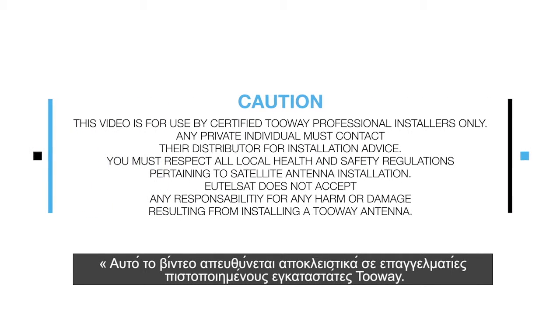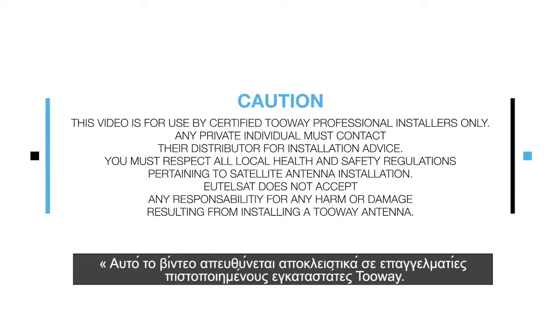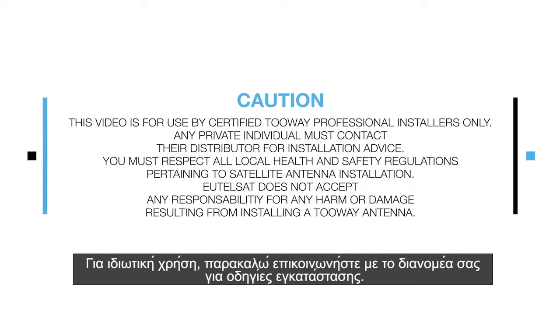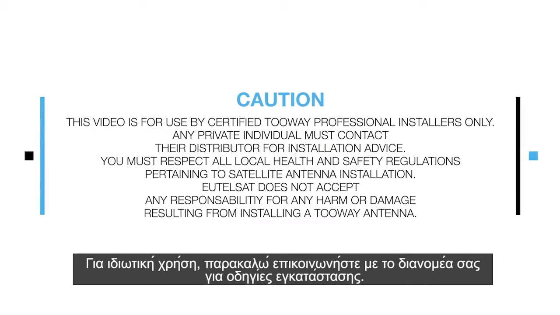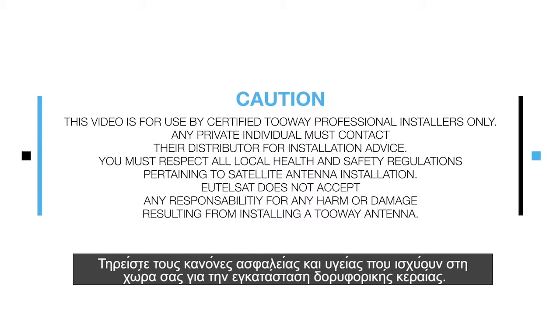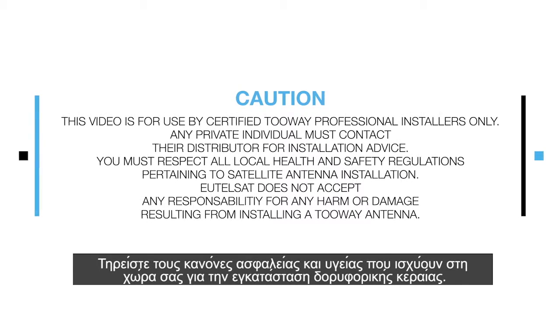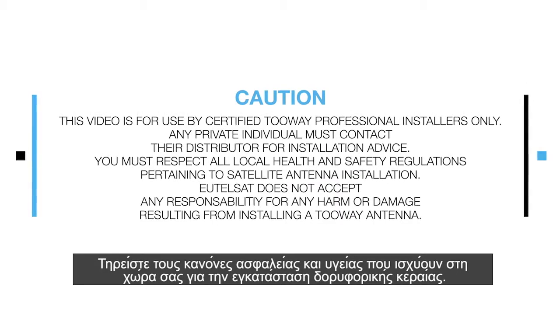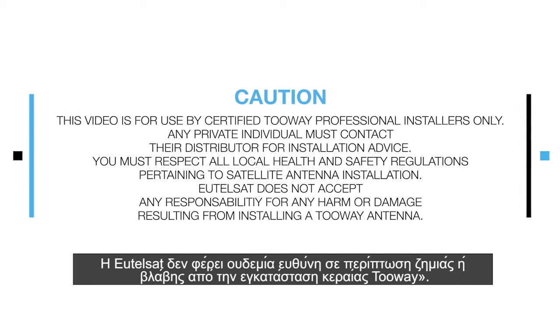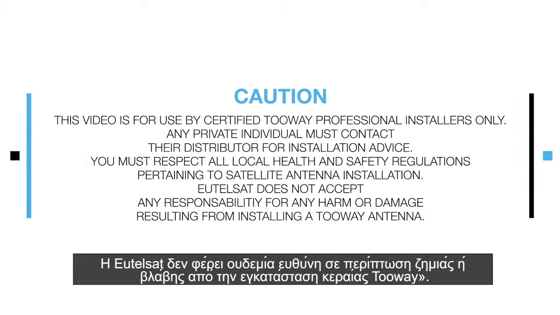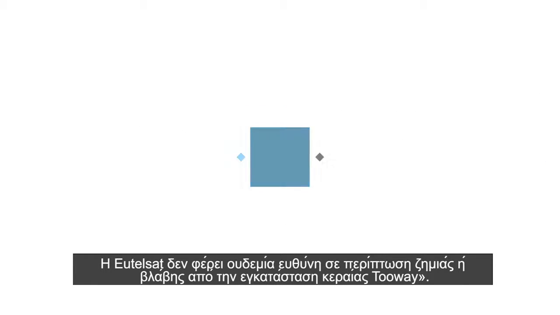This video is for use by certified two-way professional installers only. Any private individual must contact their distributor for installation advice. You must respect all local health and safety regulations pertaining to satellite antenna installation. Eutelsat does not accept any responsibility for any harm or damage resulting from installing a two-way antenna.